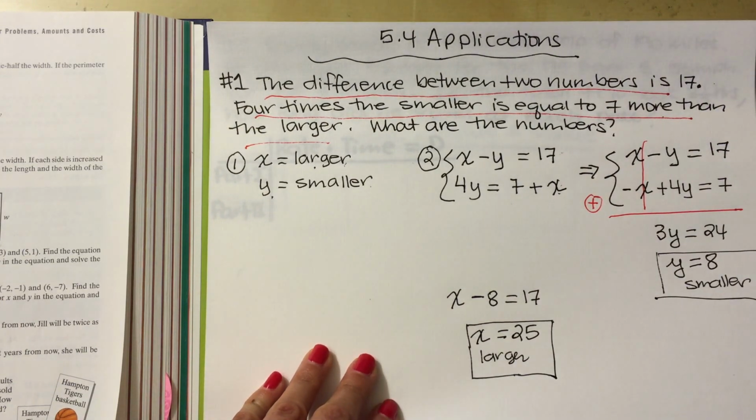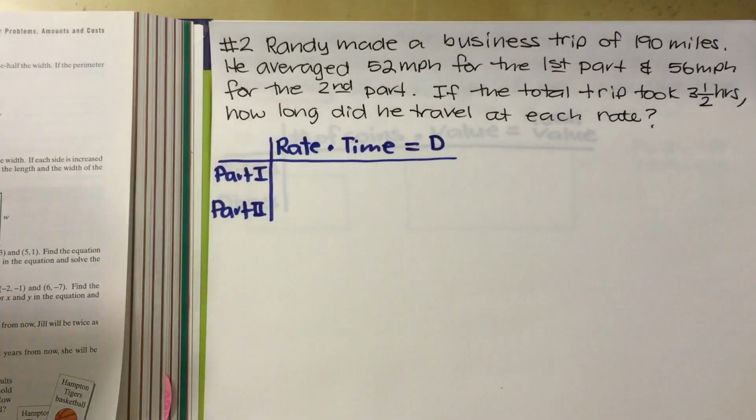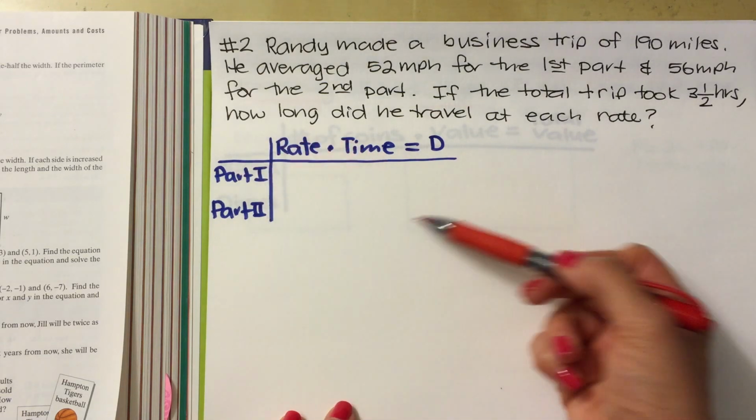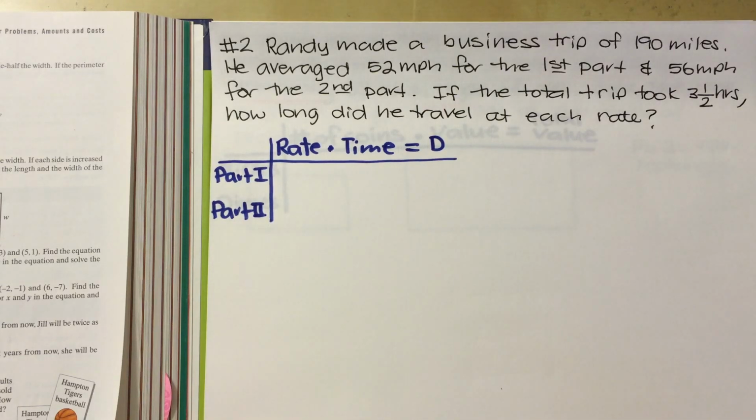Next example. Okay, so this is a different type of problem. This is a distance, rate, time problem. So we have this example here, and what we want to do is read carefully, underline the parts of the problem that we have to use, and we're also going to have this table where we could put our information.